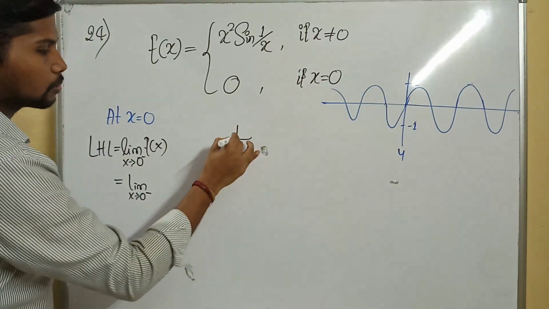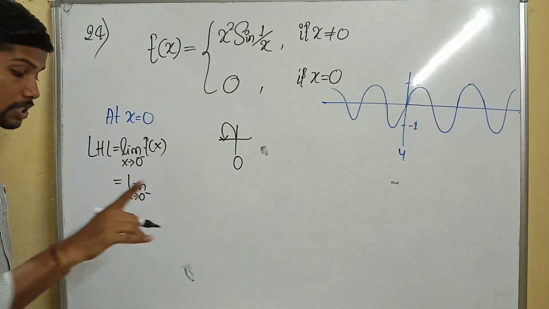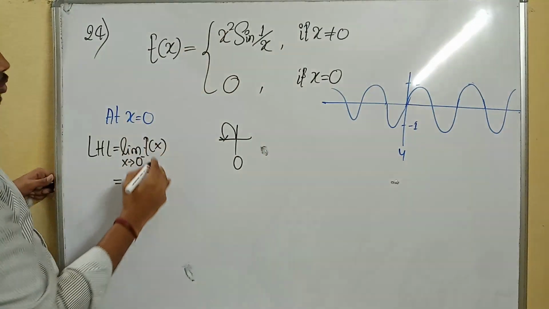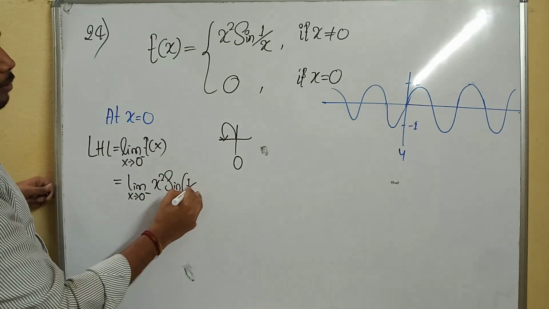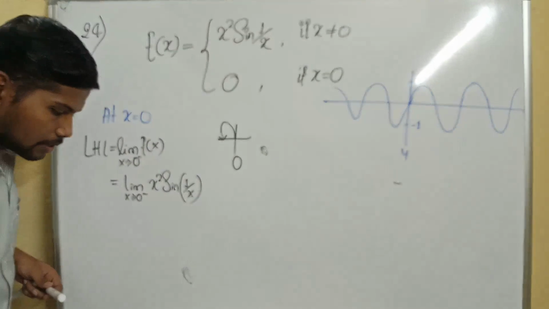Concentrate on the board. 0 minus means the left part of 0, which means it is not equal to 0. Not equal to 0 means which function do I need to select? x square into sine of 1 by x. Got the point clearly? Okay.